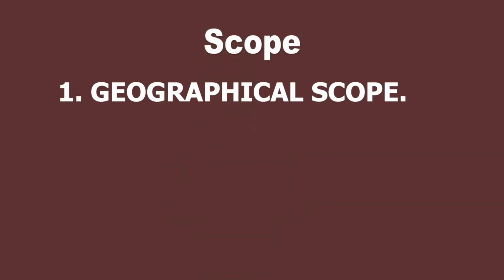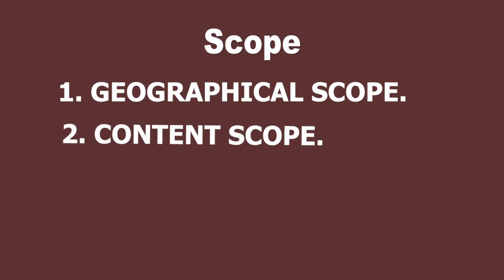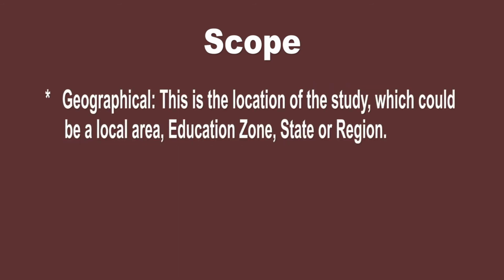Now we go back to the scope. Having looked at the objectives, research questions, and hypotheses, there has to be scope. And scope in educational research is twofold. You have the geographical scope and you have the content scope. The geographical scope is the location of the study, which could be a local area, a council ward, or an education zone like education zone A, education zone B, or education zone C.